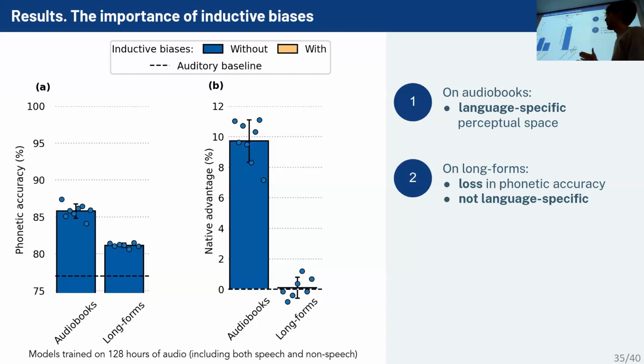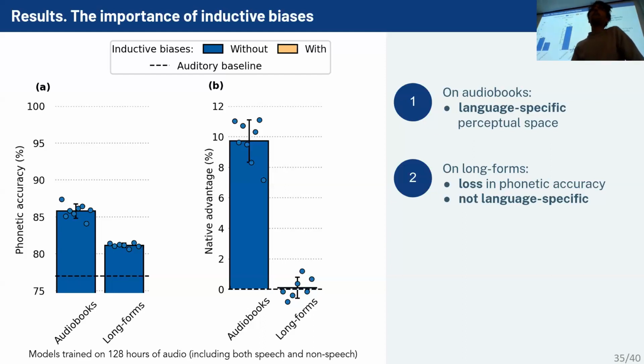Here we have the same learner trained on long forms. We observe a loss in phonetic accuracy, and the model doesn't develop a language-specific perceptual space. In other words, the English model, the model trained on English data, will discriminate English or French sounds as well as the French model.